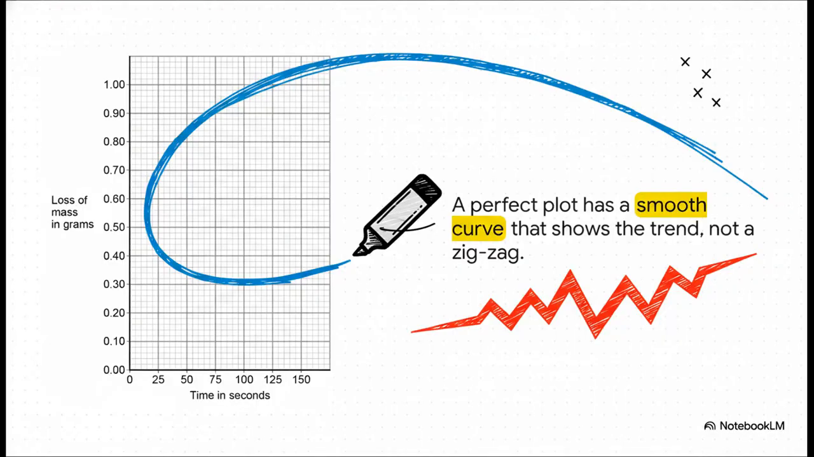And this is what perfection looks like. The points are marked with small, neat crosses. And look at that line. It's a beautiful, smooth curve. The key thing to notice is that it doesn't just connect the dots like a zigzag. No, it's a curve that flows through the points, showing the general trend. That's how you nail that 3rd mark.